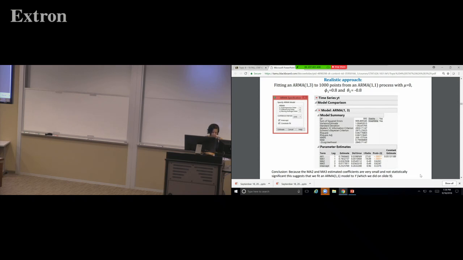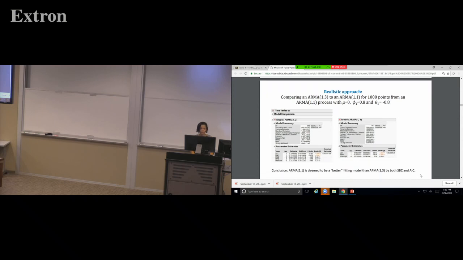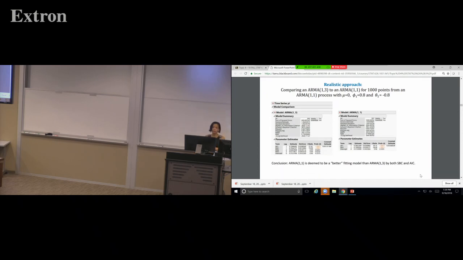Okay, so this sort of realistic approach leads us here. If we compare those two models, investigating an ARMA 1-3 and an ARMA 1-1, what we're able to see is that the ARMA 1-1 seems to be a better fit to this data set than an ARMA 1-3. That can be seen by a comparison of the Akaike's information criterion and the Schwarz's Bayesian criterion. We're looking for the one with the smallest information criteria, and that happens to come in the ARMA 1-1 output.